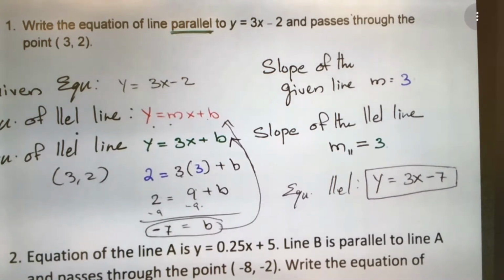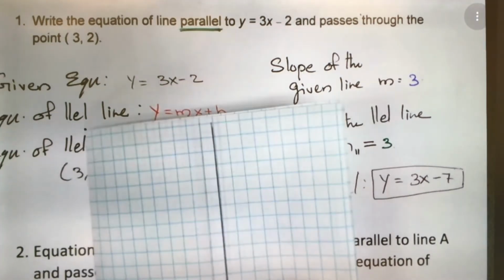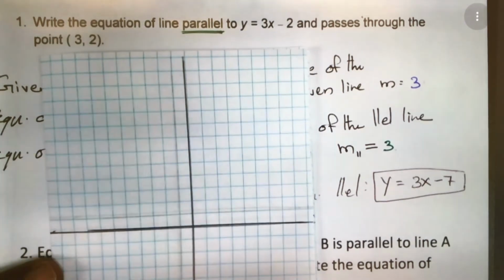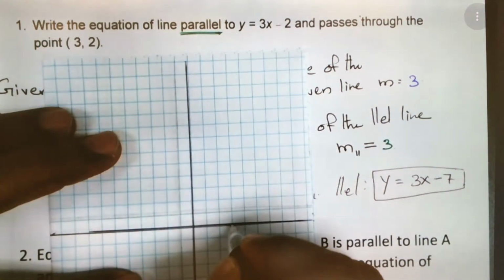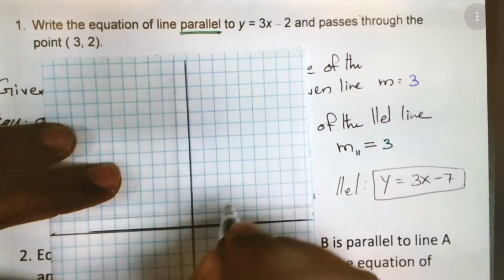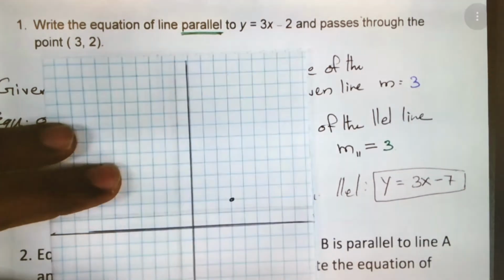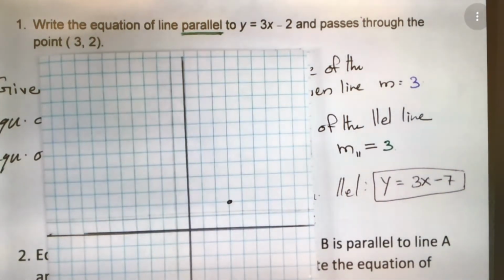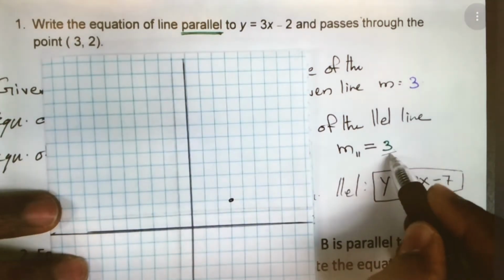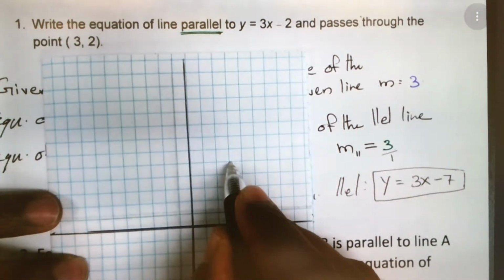Otherwise you can use the graphical method. You can draw the graph. My point is (3, 2) on the graph sheet. I plot the point (3, 2) here. From that point I need to apply the slope. The slope is 3, so I can write 3/1, which means 3 up, 1 right.